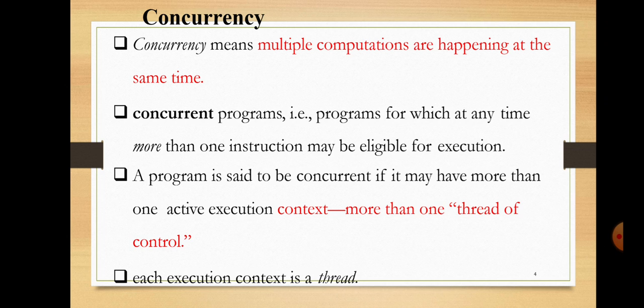Okay, so first of all we have to discuss what we mean by concurrency. As we all know, concurrency means multiple computations at the same time. Concurrent execution means multiple computations are happening at the same time. A concurrent program is a program for which at any time more than one instruction might be eligible for execution.